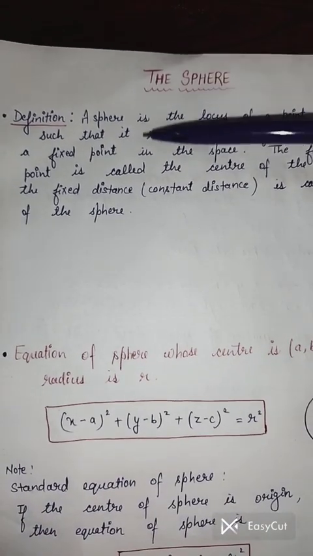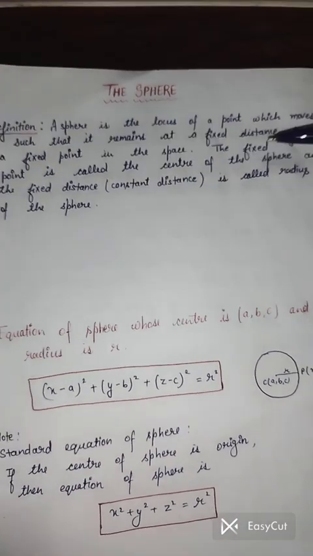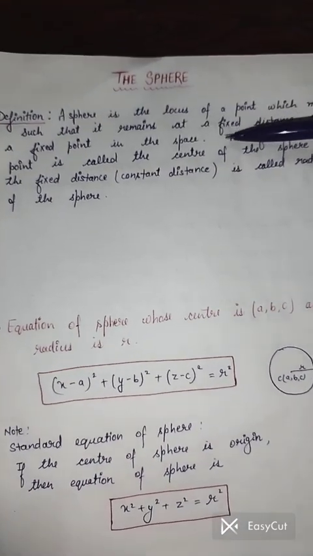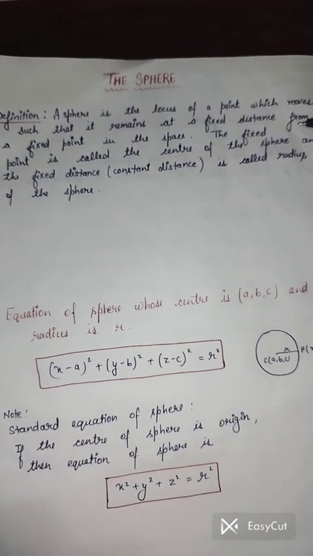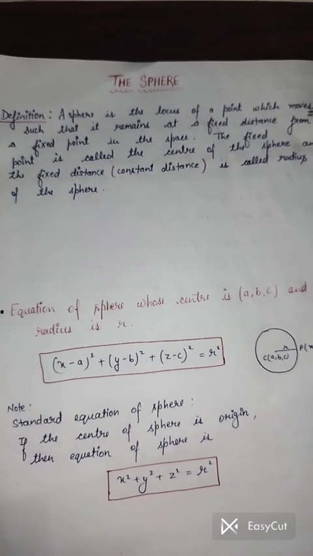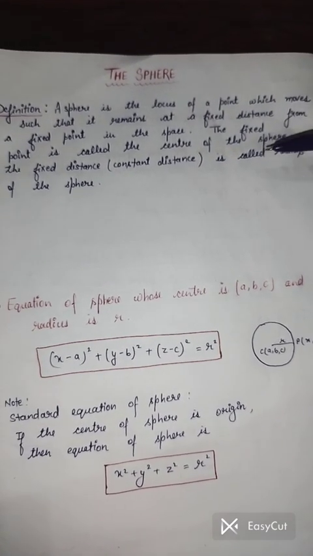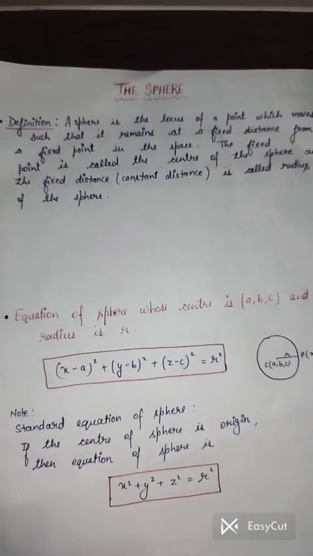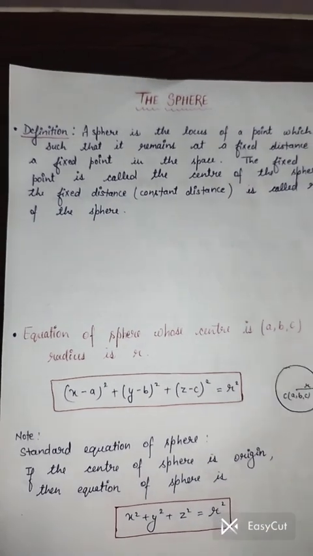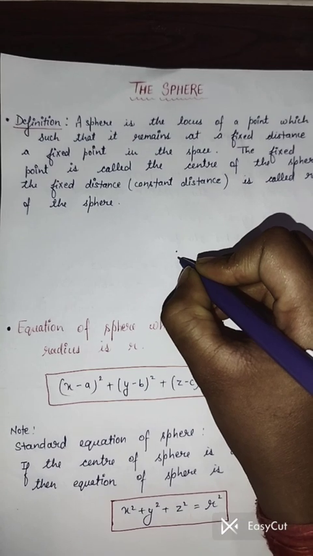A sphere is the locus of a point which moves such that it remains at a fixed distance from a fixed point in space. The fixed point is called the center of the sphere, and the fixed distance, that is the constant distance, is called the radius of the sphere. So basically, in the above definition, I have explained that there is a fixed point.